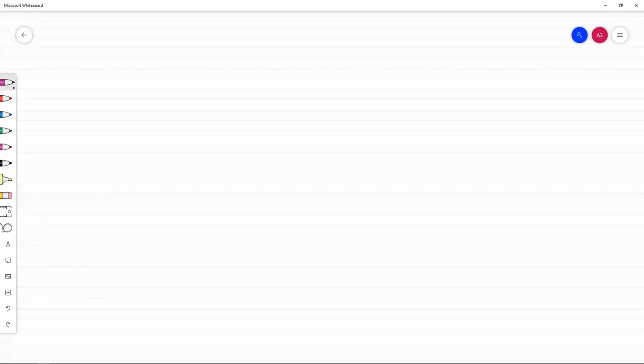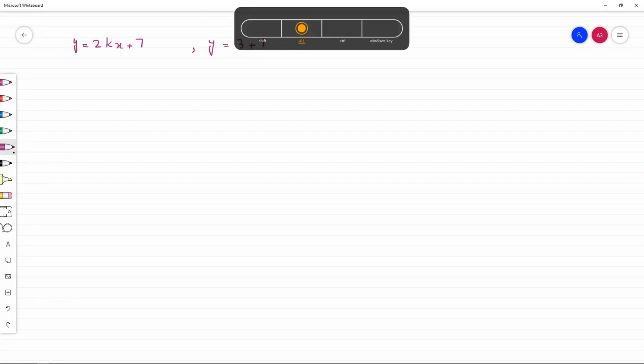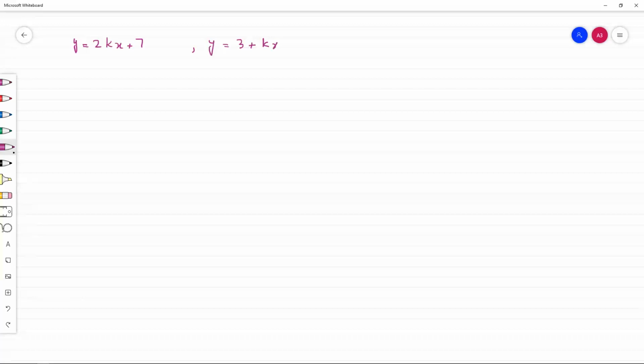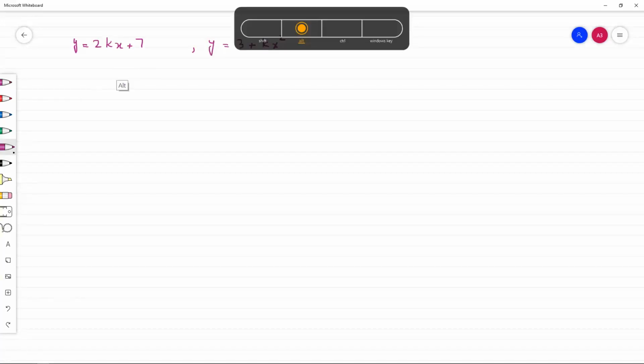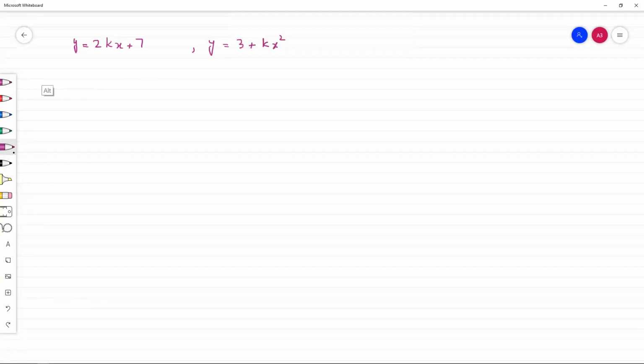Today we are going to solve equations. We have y is equal to 2kx plus 7, and another equation, which is a curve, y is equal to 3 plus kx square. Then how do we solve these two equations simultaneously?